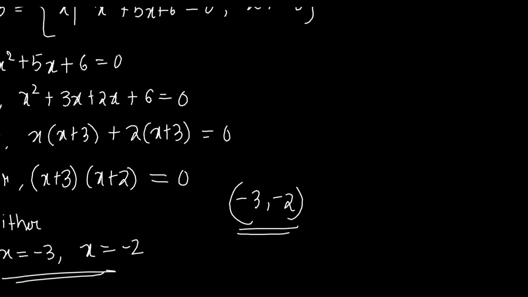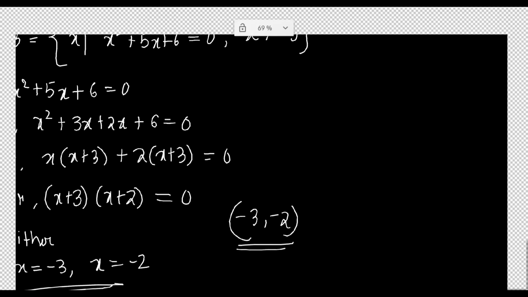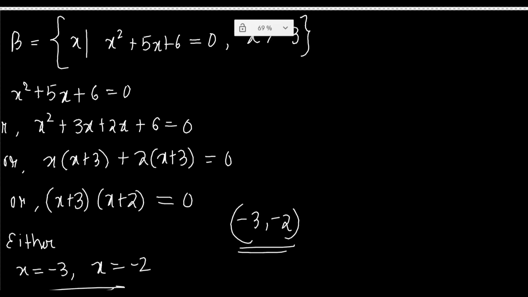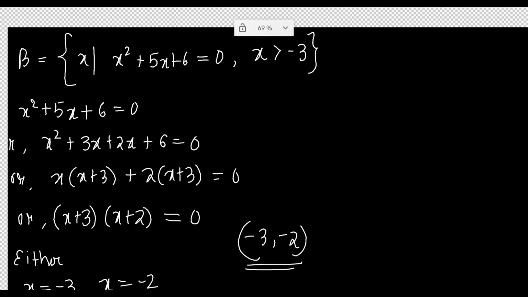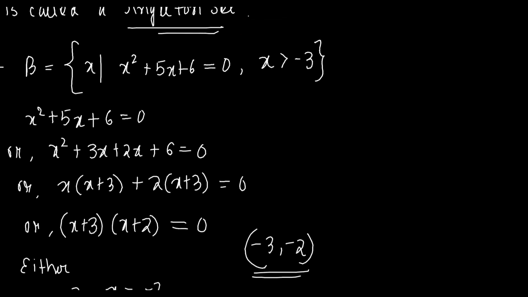But a very important thing: here a condition is given that x should not be equal to -3, it will be greater than -3. We know that -2 is obviously greater than -3. So the set B will have only one element, only one value of x that will satisfy.